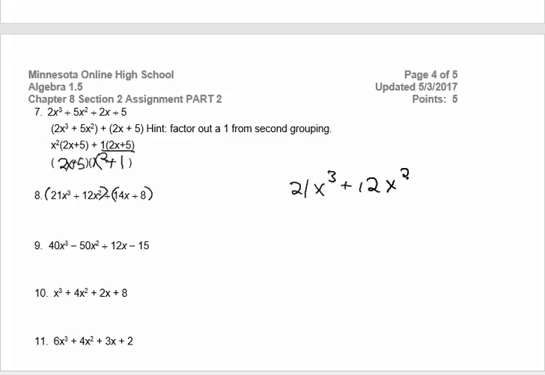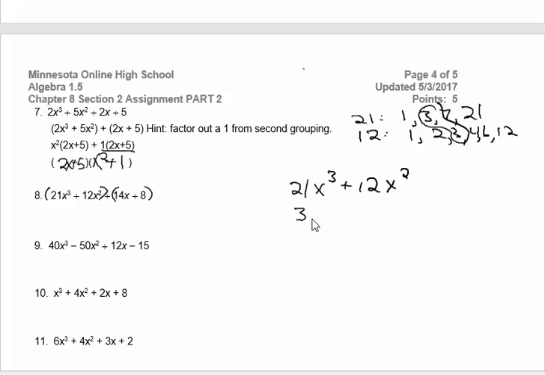So in 21x cubed plus 12x squared, the factors of 21 are 1 times 21 and 3 times 7. Is there anything else? I think that's it. In 12, the factors are 1 and 12, 2 and 6, 3 and 4. So the greatest common factor in these 2 lists is the 3. So I know my greatest common factor is going to be a 3.